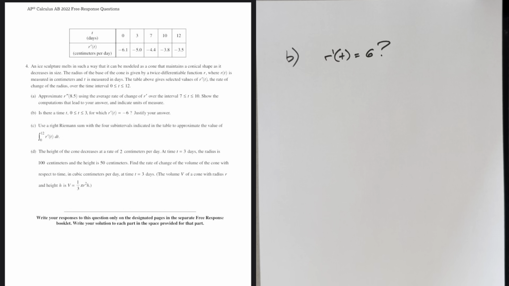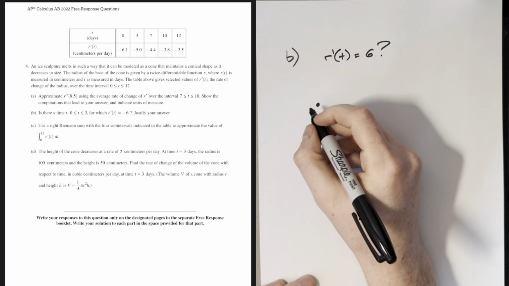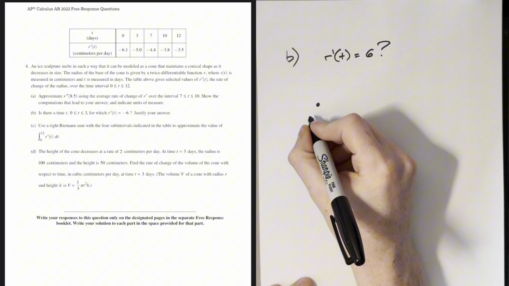So our rate of change is going to be changing, right? But it specifically says that the radius of the base of this cone is given by a twice differentiable function. That means that our first derivative has to exist at every single point. It also means that our first derivative has to be continuous, right? If it's differentiable, that means our derivative is continuous, right?